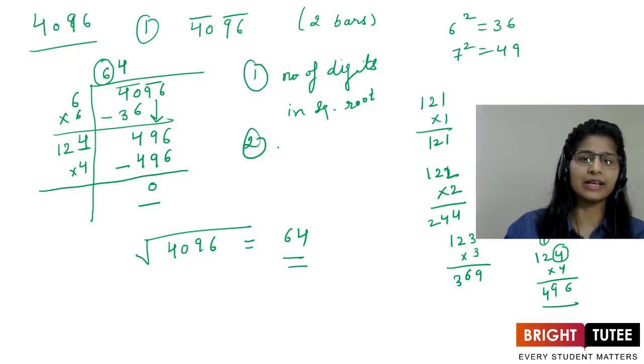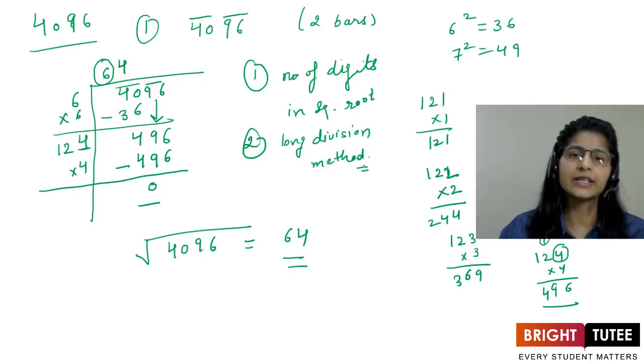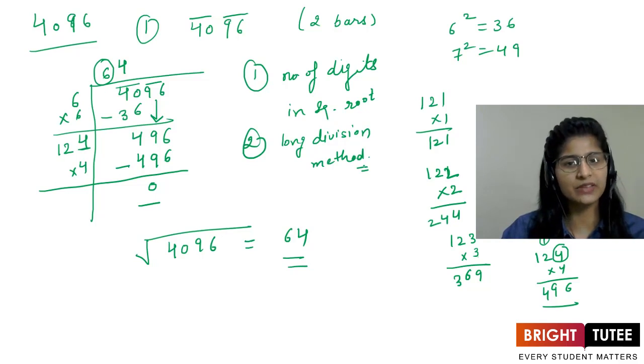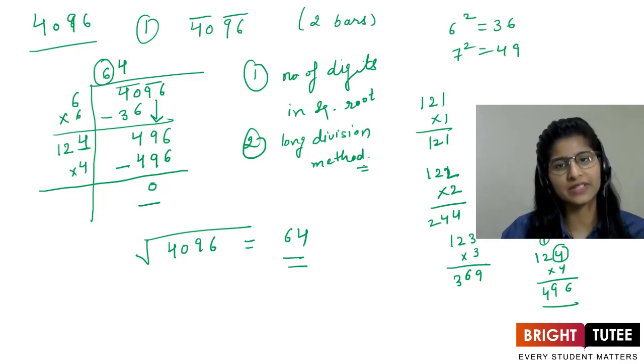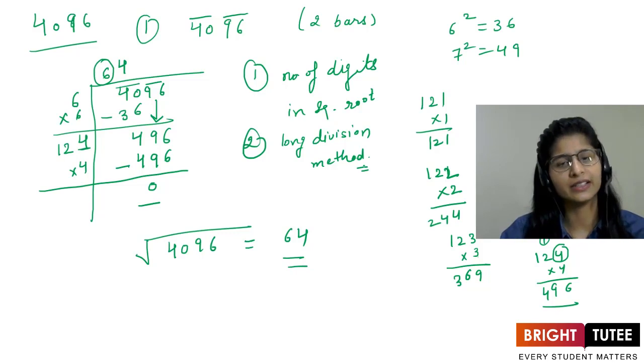The next thing that we have learnt is long division method, which is to find out square root. Clear? This is how we solve. I hope this gives you a more clear idea about long division method. Now you can think, if I had to do 4096 with prime factorization, that would have been longer. Clear? It is easy here.